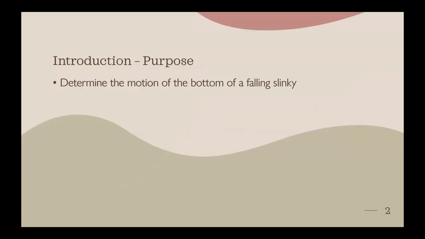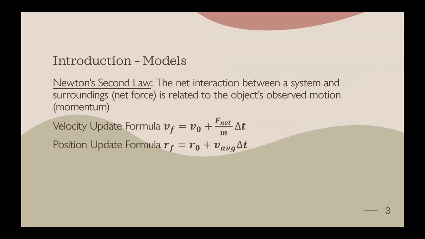So the purpose of this lab is to determine the motion of the bottom of a falling slinky as it falls through the air. Some models we can use for this lab are Newton's second law, which tells us that the net interaction between a system and its surroundings is related to its observed momentum. And then I use the velocity update formula and the position update formula to help track the position and velocity of the bottom of the slinky. And I also use these in GlowScript.